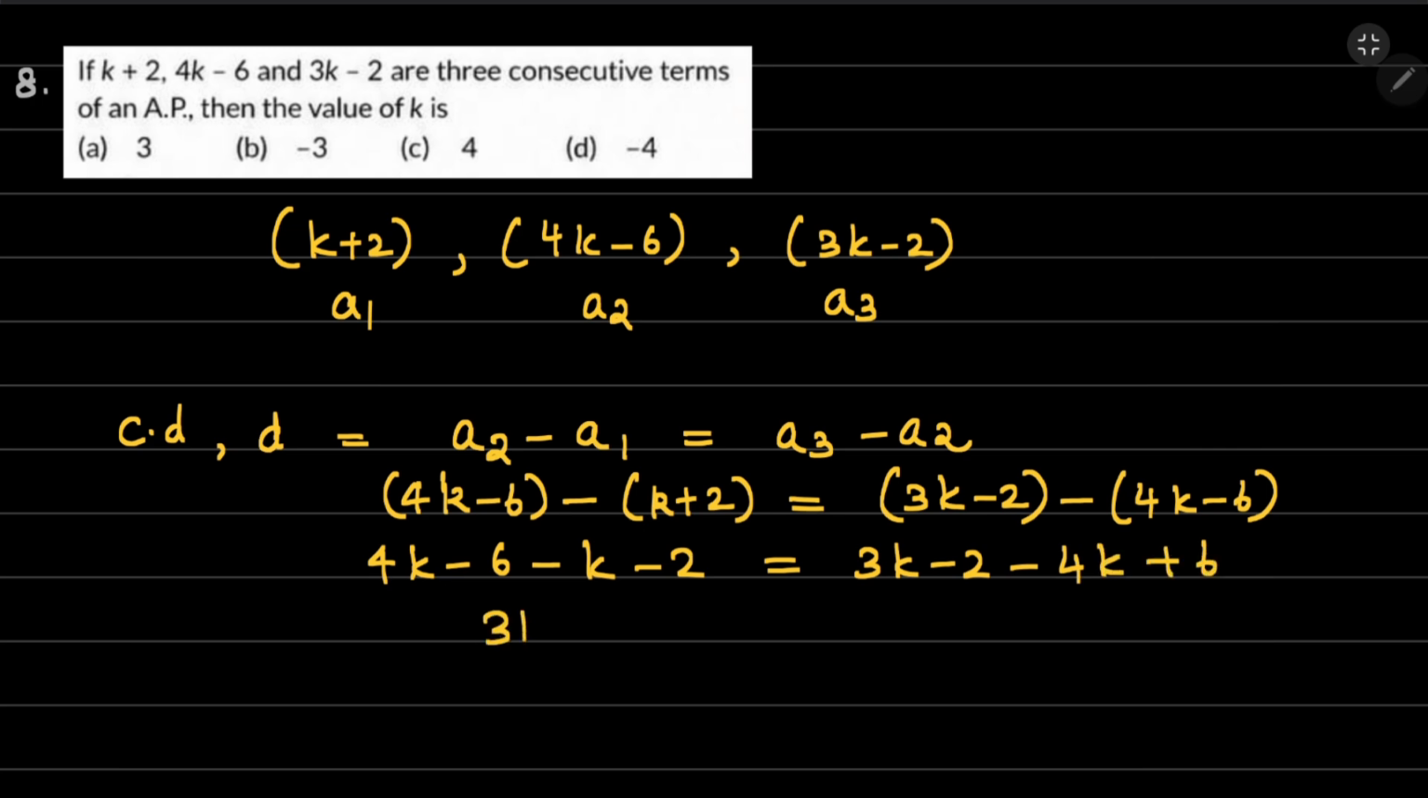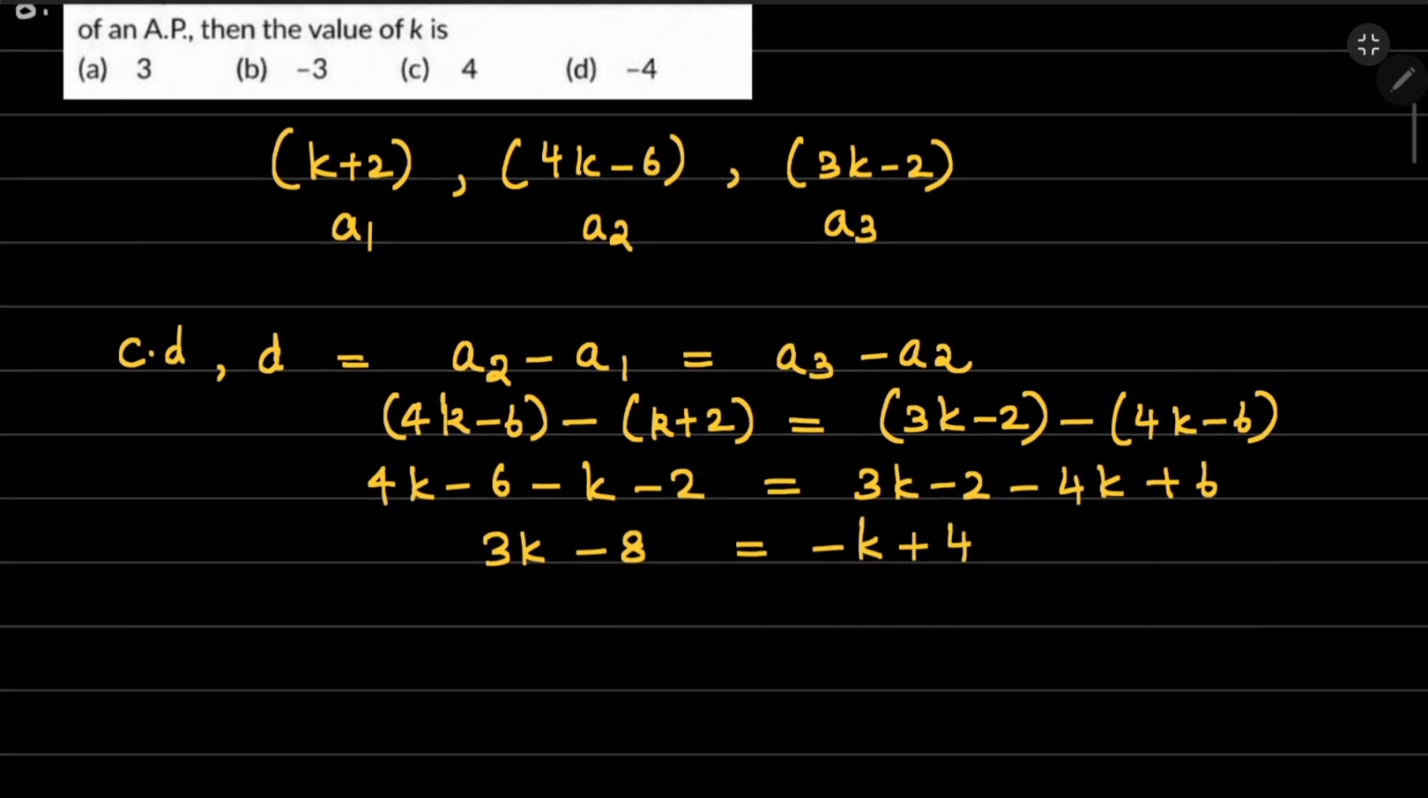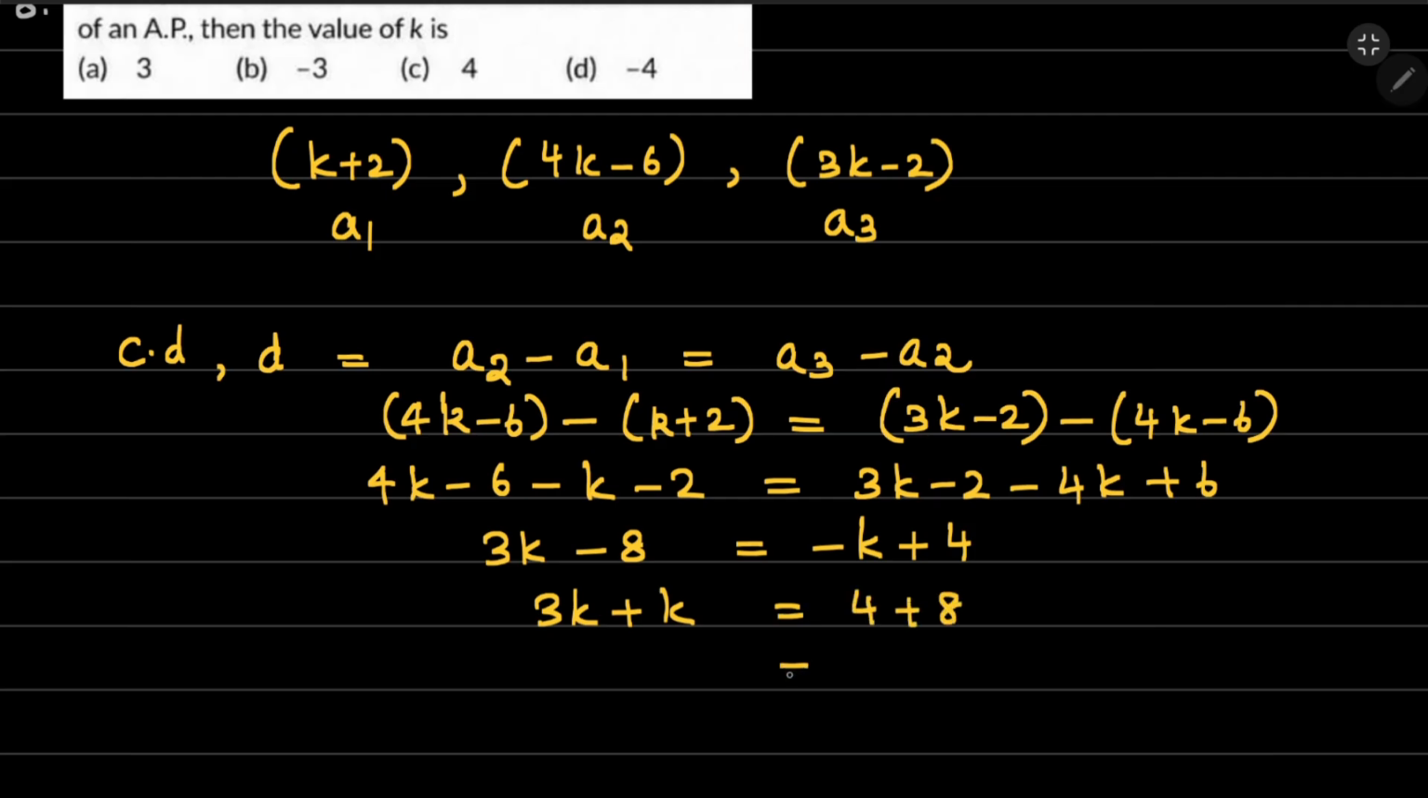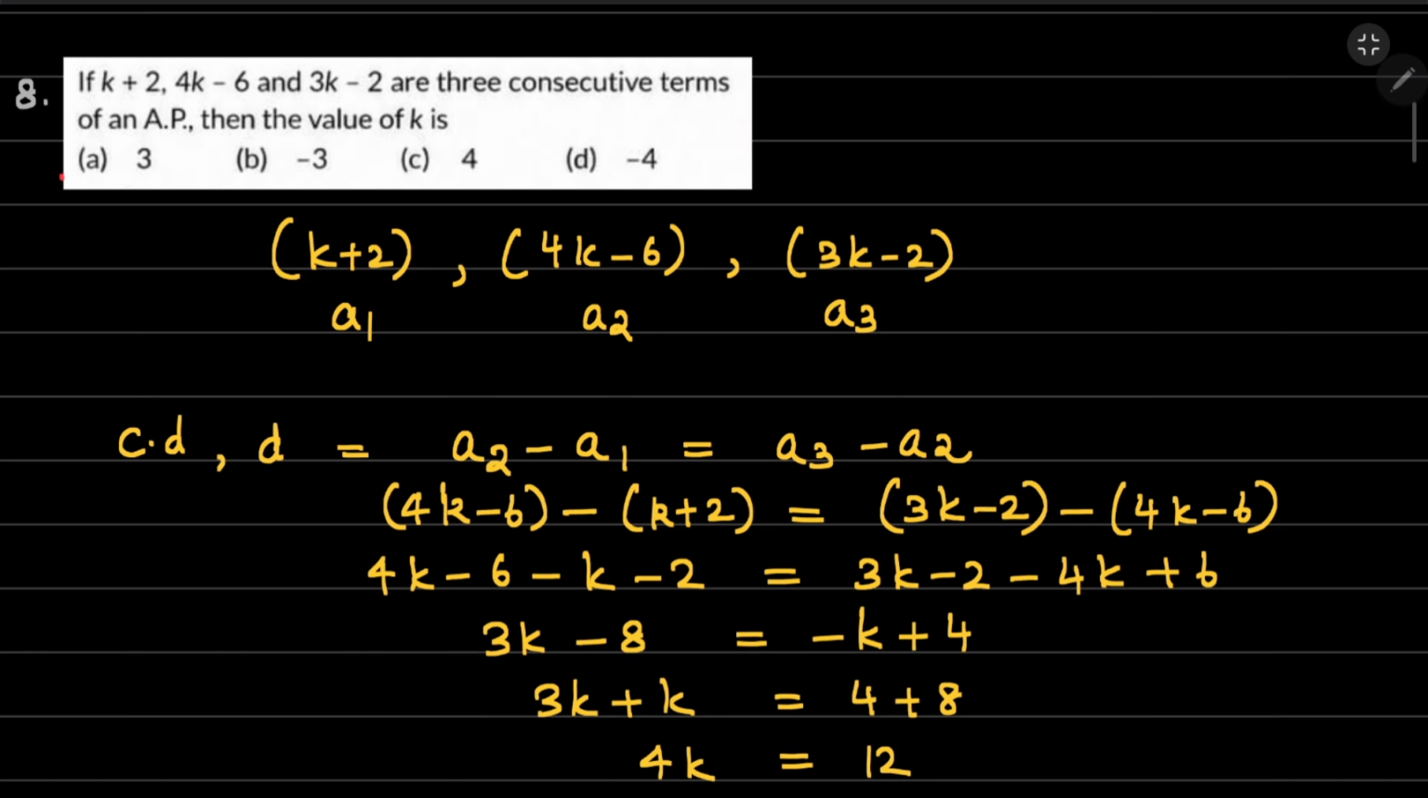So on solving, you have 3k minus 8 is equal to 3k minus 4k, which is minus k, plus 6 minus 2, which is 4. So bring all k terms to one side. 3k plus k is equal to 4 plus 8. So you have got 4k. 3k plus k is 4k, is equal to 12, or k is equal to 3. So k is equal to 3.